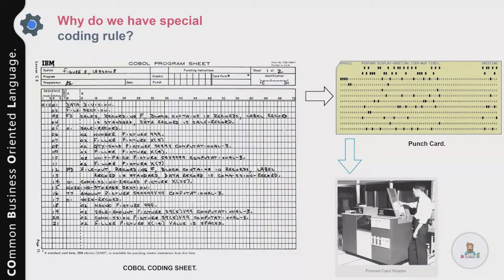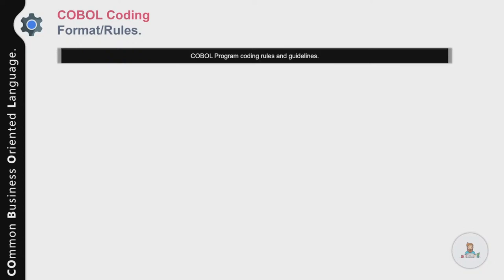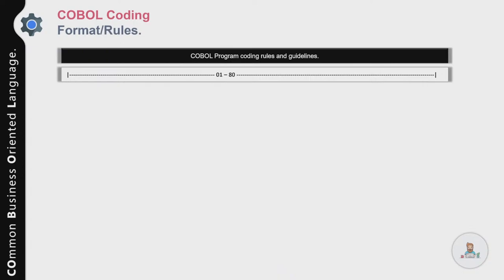Now let's talk about actual coding rules that you should follow when you're writing your COBOL program. And remember, these rules are derived from the coding sheet that was used to write COBOL programs during the 1960s, 70s. So in reality, the coding rules are absolutely the same. The only difference is that during the initial days of the 1960s, 70s, you generally wrote programs on a piece of paper, that is a COBOL coding sheet, but now you are writing COBOL programs with the help of an integrated development environment such as RDZ or VS Code.